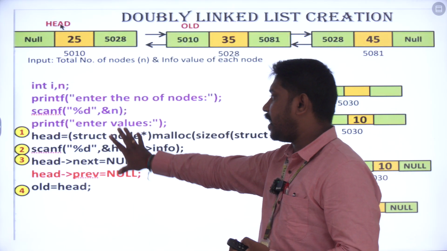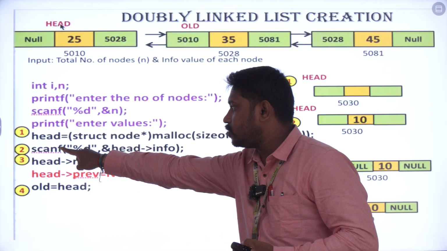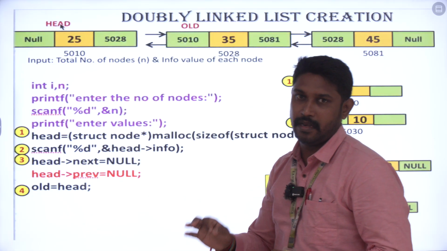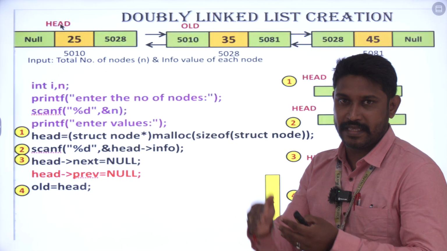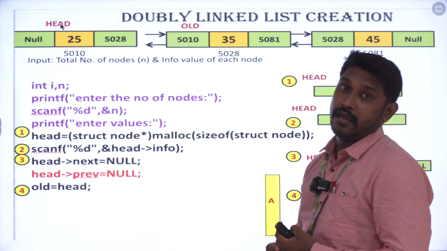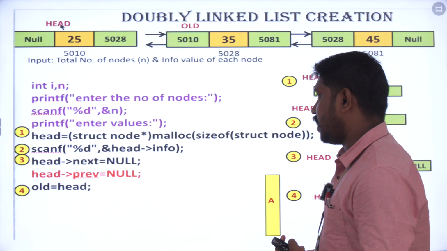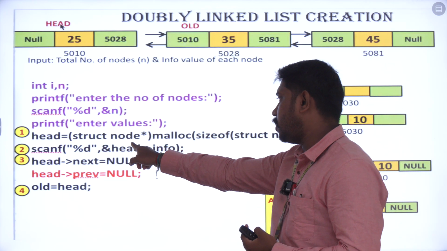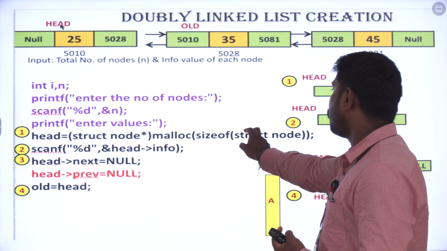This part, step 1, step 2, step 3 and step 4, is a very important part, so we will go in step order. First, step 1: I am going to do the memory allocation. For the memory allocation, it is equal to start node of malloc of size of start node.